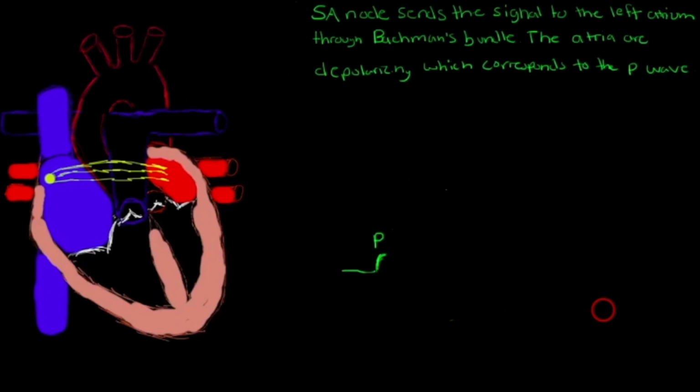with the EKG waves. So again, as we learned in the last video, the SA node will send the signal to the left atrium through Bachmann's bundle. And when the SA node sends that signal to the left atria, the atria together start to depolarize. And that depolarization of the atria correlates with the P wave. So the P wave on the EKG right here is the atria depolarizing.